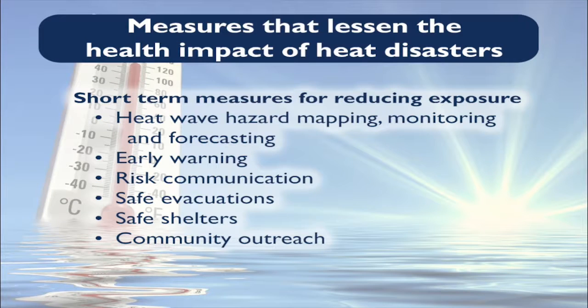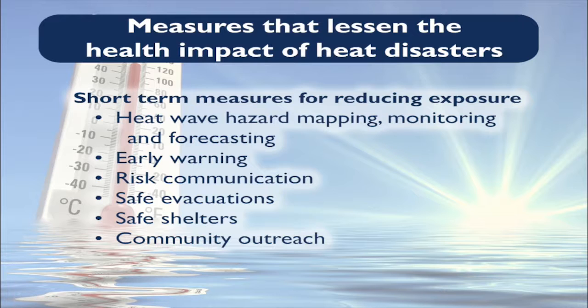There are also measures that reduce the health impact of heat disasters, and we can look at that in terms of reducing exposure in the short term and also reducing exposure in the long term. So let's talk about short-term exposure reduction. One is heat wave hazard mapping. We can map the cities themselves, these urban areas, and identify where these high-risk areas are for heat. We can monitor those areas and forecast those when we talk about what the weather may be tomorrow or the next day and so on.